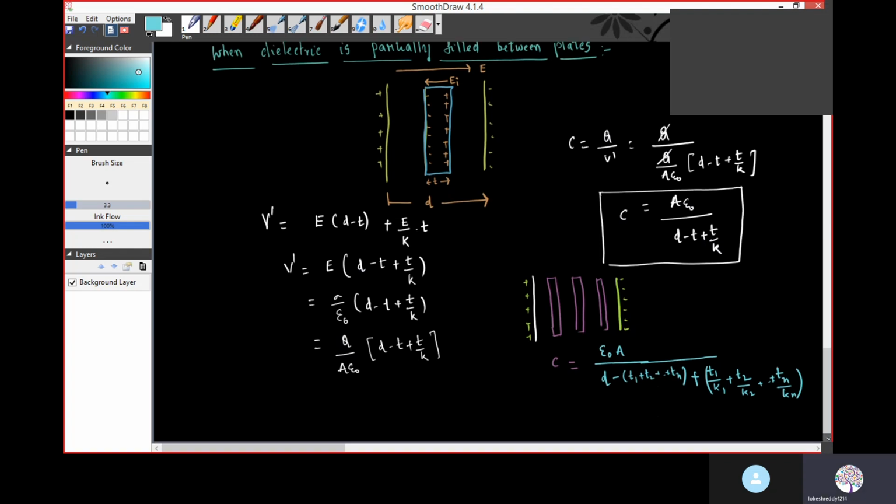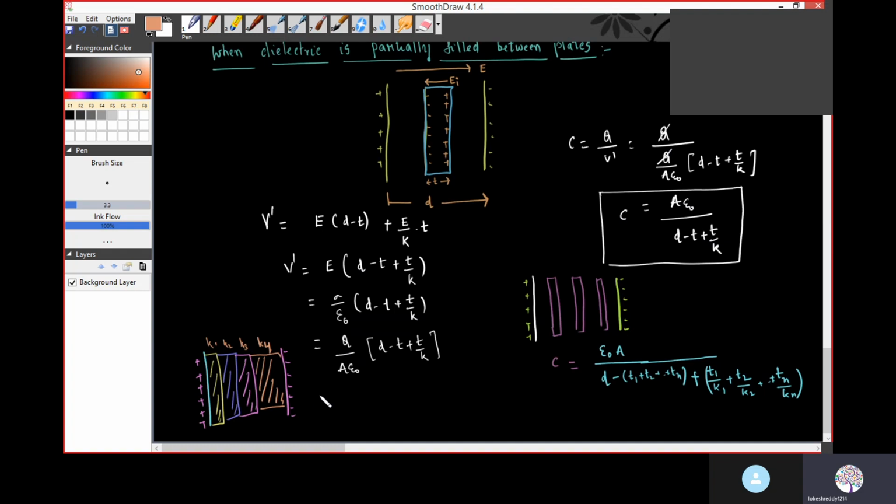Now, another one is, what if you have a positive plate here and a negative plate here, and this one is one dielectric, and you have another dielectric, another dielectric, and another dielectric like this: K1, K2, K3 and K4.